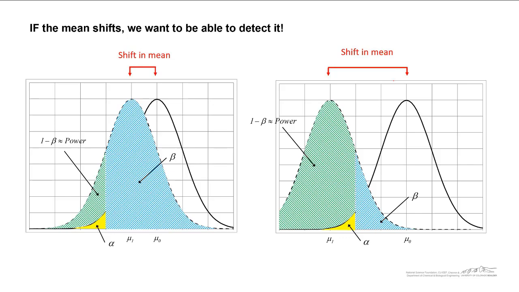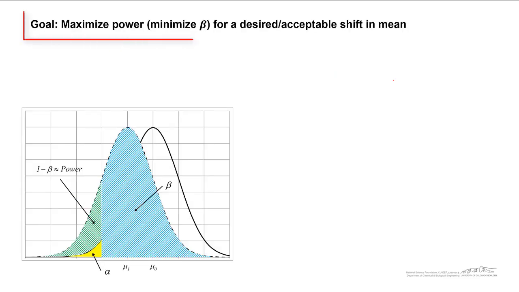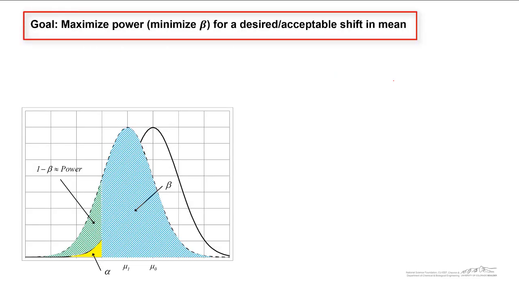I think you all would agree that it's going to be much easier to identify a larger shift in mean, as shown on the right, as opposed to a smaller shift in mean. And that's exactly true. You want to somehow separate these two distributions, your hypothesized or null distribution from the actual distribution. Your goal, after all, is to maximize the power and minimize beta.